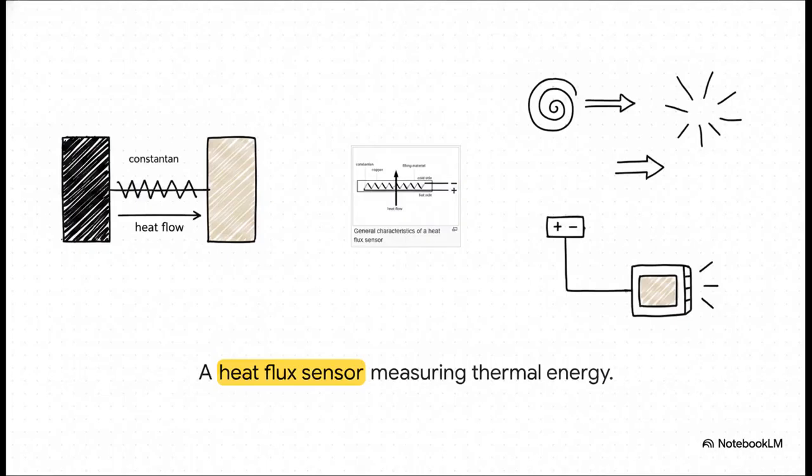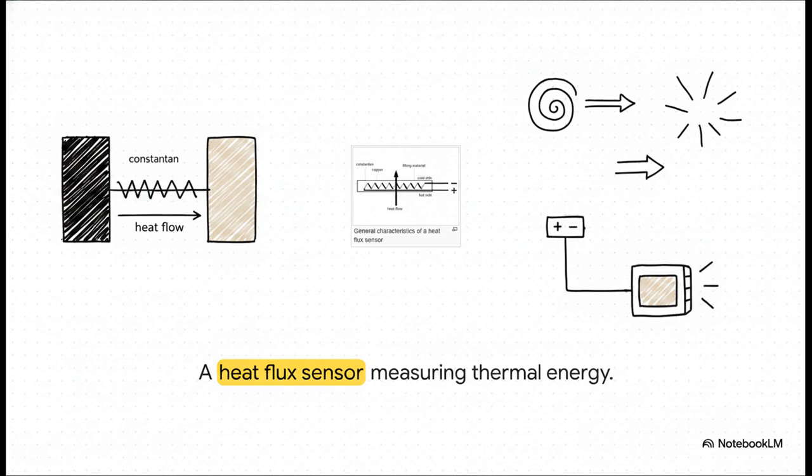To put that into perspective, think about a heat flux transducer. Imagine a device designed with a specific filling of constantan and copper. What this does is measure the exact rate of thermal energy transfer across a surface area. So, as heat flows through it, the temperature difference generates a voltage signal that is directly proportional to that heat flow. It's quite literally turning warmth into electricity that a machine can read.